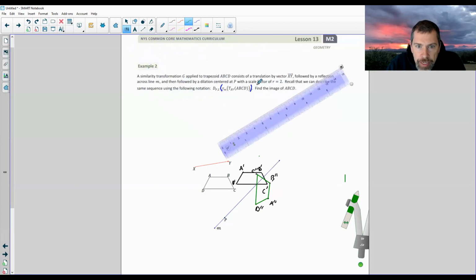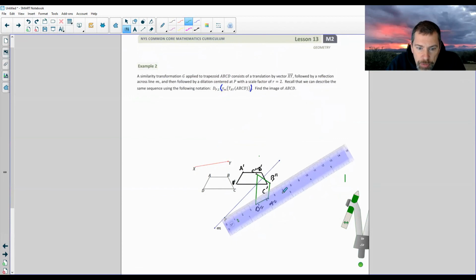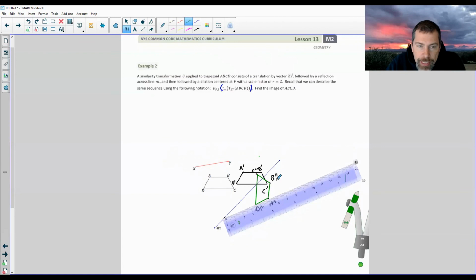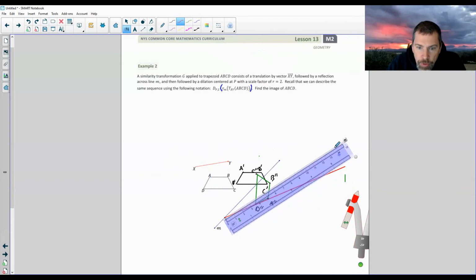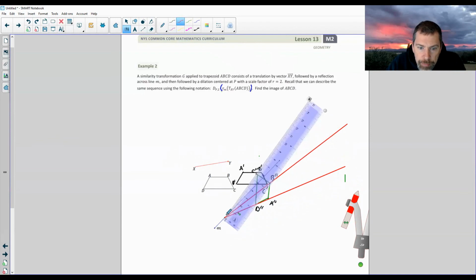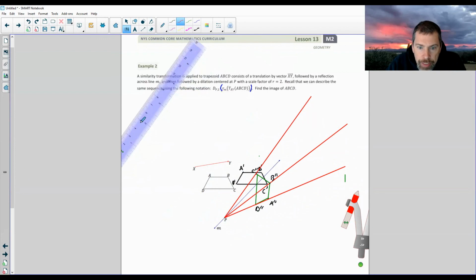So in order to do that, and that's what this says here, dilate about P, where R is 2. So I'm going to put my ruler on P, going through D. It looks like it's going to go through D and A. So I'll use red for this, and it goes through like that. Rotate it so it goes through B. Rotate it so it goes through C prime. All right, so there are our rays.